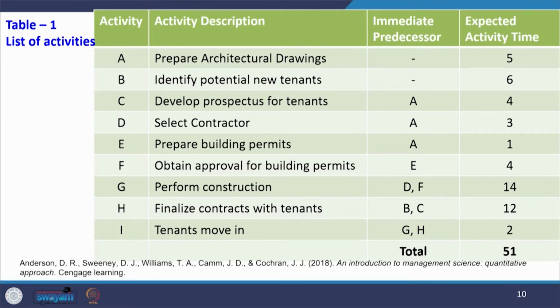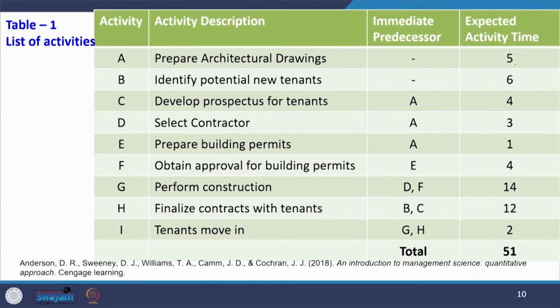First activity A, prepare architectural drawing. There is no immediate predecessor, and for that activity the expected time is 5 units. It may be days or any units. Like this, activity B, identify potential new tenants. C, develop prospectus for tenants.